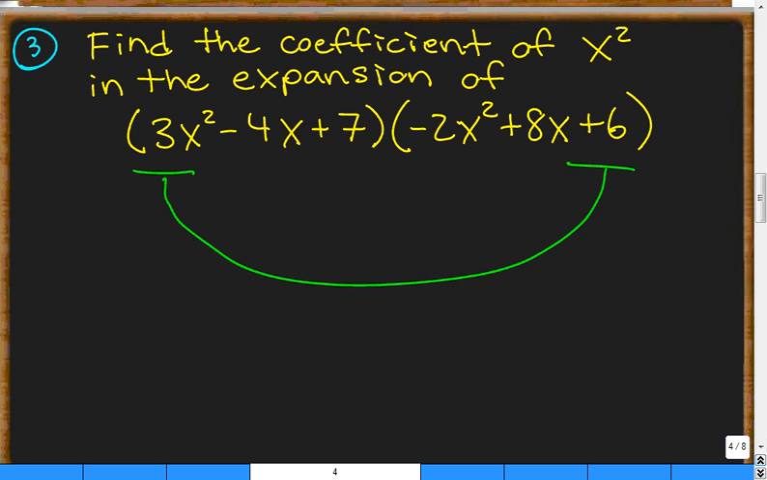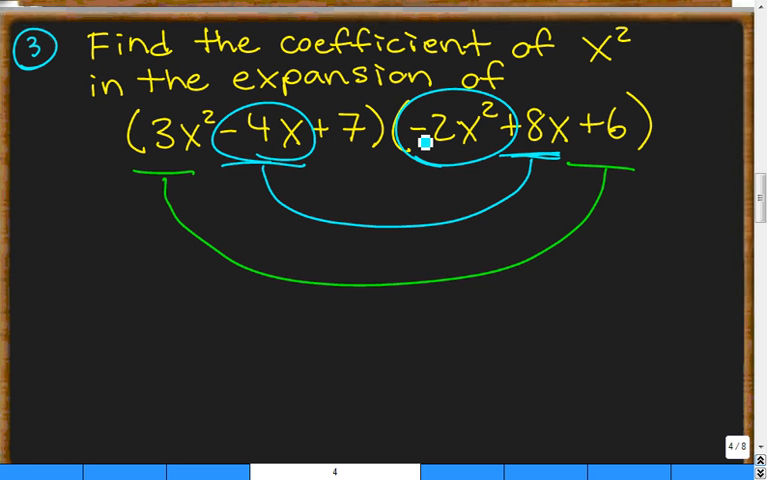Likewise, we want to do that for every other term. So what would I need to multiply negative 4x by to get something with x squared? Well, I would need to multiply it by a term involving x. So it kind of partners up with the 8x to make an x squared term. It would not work if we did negative 4x, for example, times negative 2x squared. That would make an x cubed term, so we don't use that.